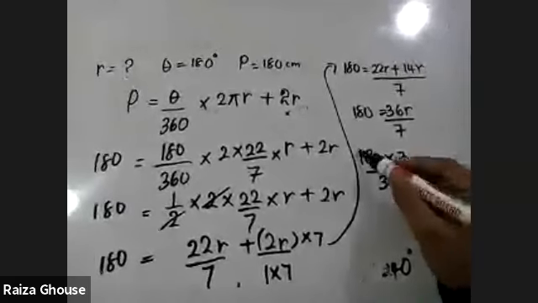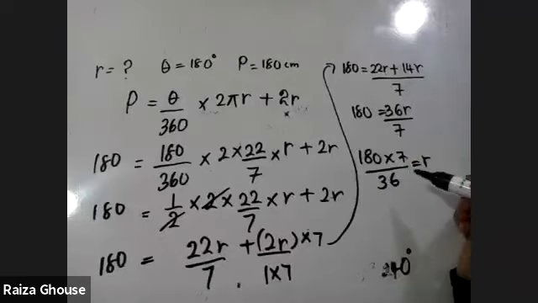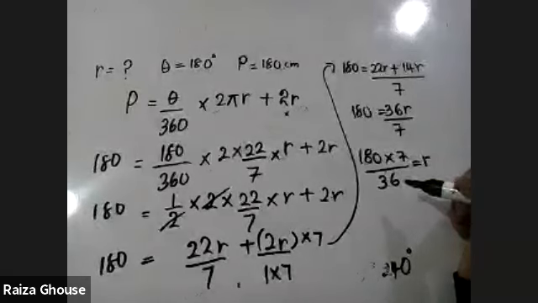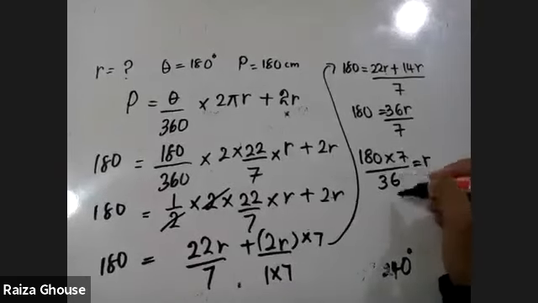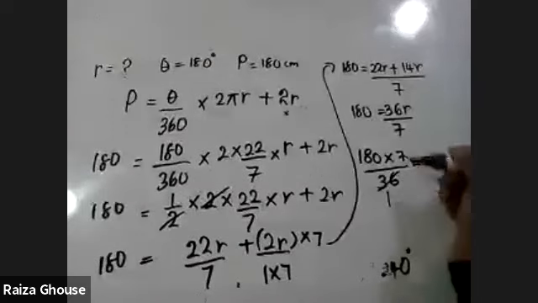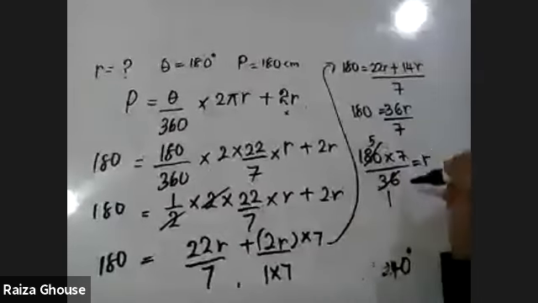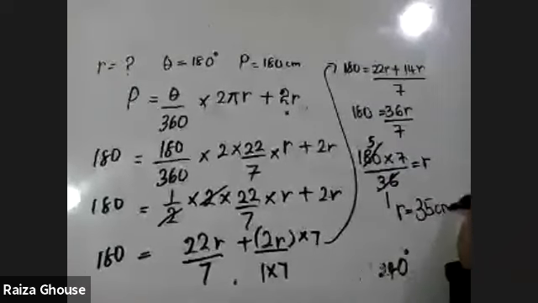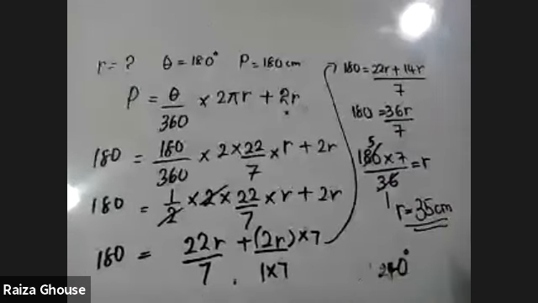Cancel 18 and 36. How do you cancel this one now? 36 times what is 180? If you divide 180 by 36, what do you get? Yes. 36 times 5. Yes, radius equals 35 centimeters. This is the answer. See?